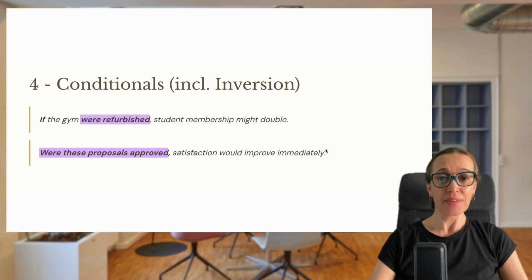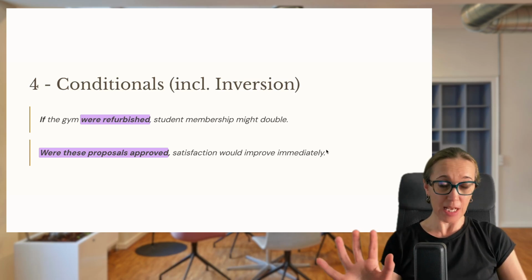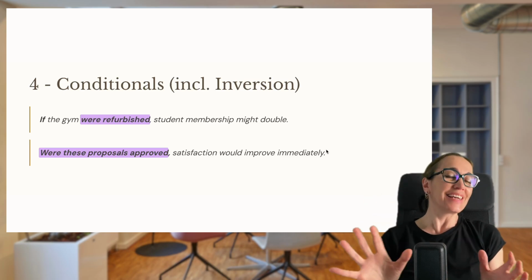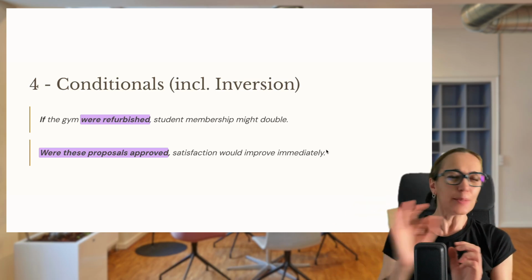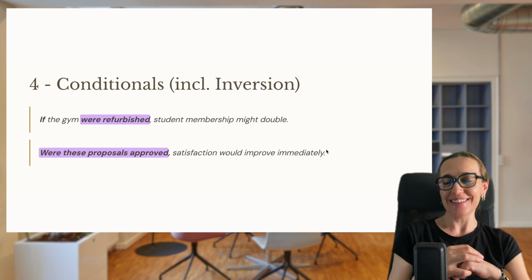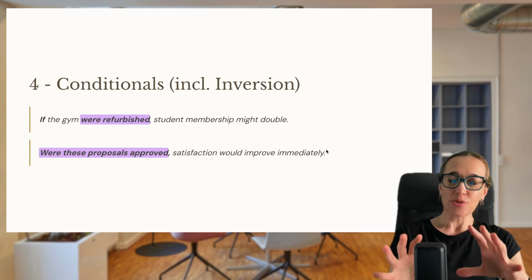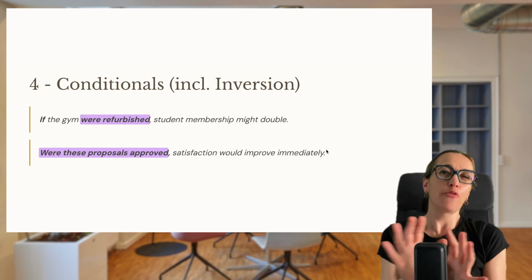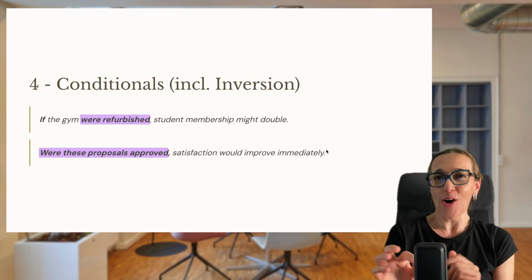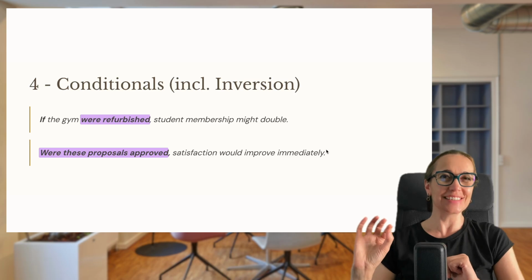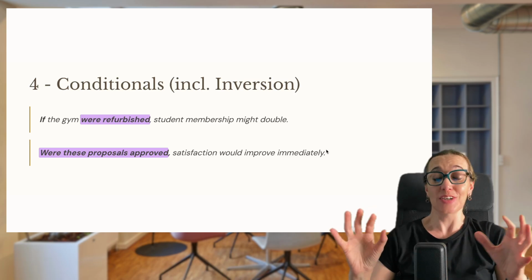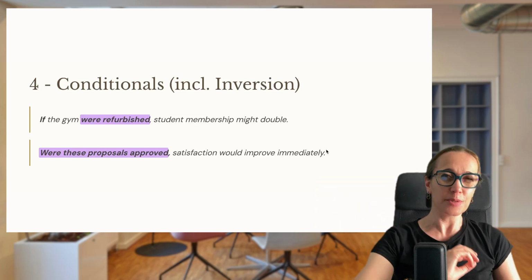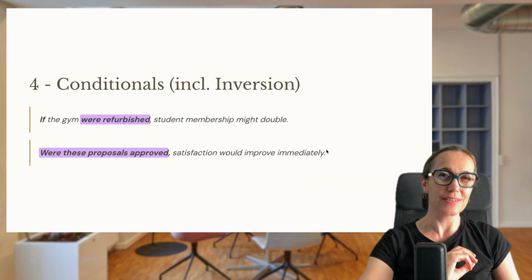So I've got here an example of an inversion. Or, should these recommendations be taken into consideration, substantial progress could be made in a short time. Structures like this show an extremely formal register and are typical of high-level academic or business writing. Well, what Cambridge C1 Advanced or even C2 Proficiency require.